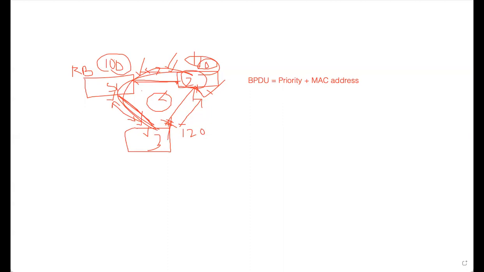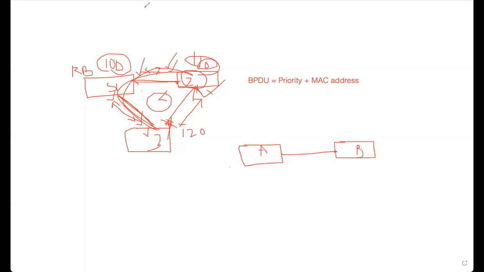Before we talk about advancements of the spanning tree, let's talk about spanning tree states. The spanning tree states mean, when they exchange the BPDU, there are different states the spanning tree has to go through. For easy purposes, let's take two switches: this is switch A, and this is switch B.